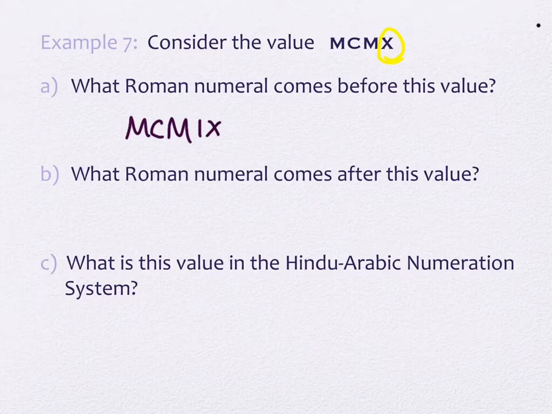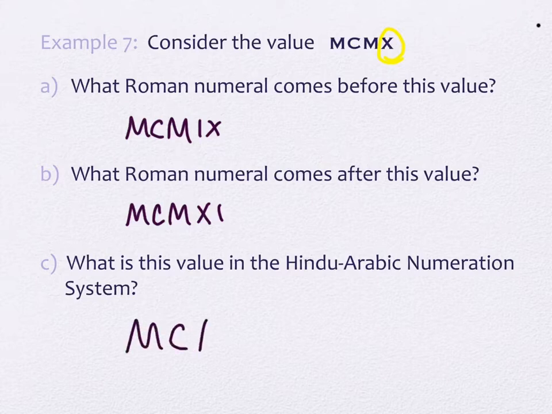Okay, so we could pretty quickly move into what we get for the number afterward. What would come after MCMX? Yeah, an I. MCMXI. That would be our next numeral, just tacking on an I at the end. And then we're going to change this into our numeral, okay, the original MCMX.